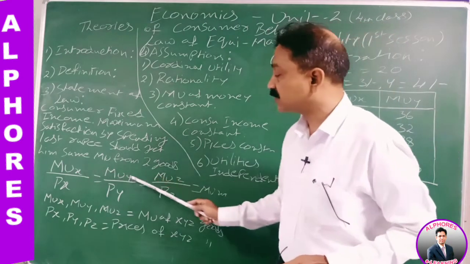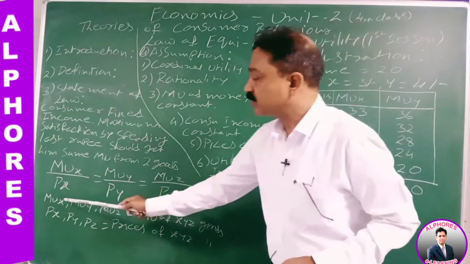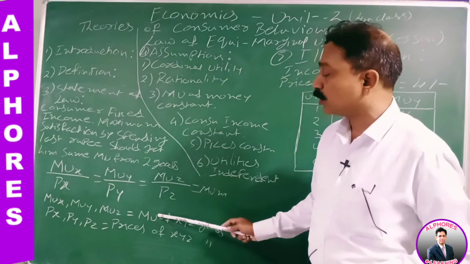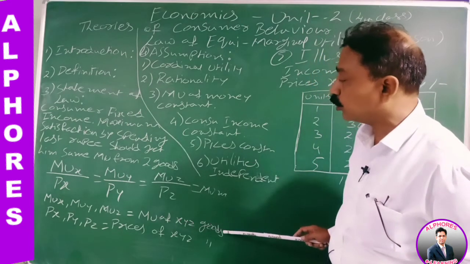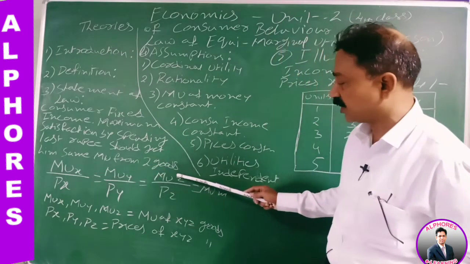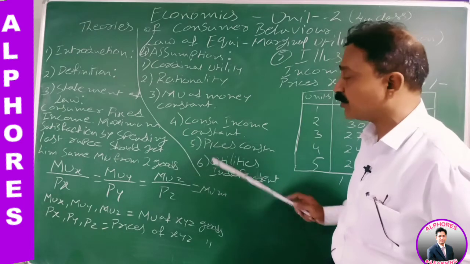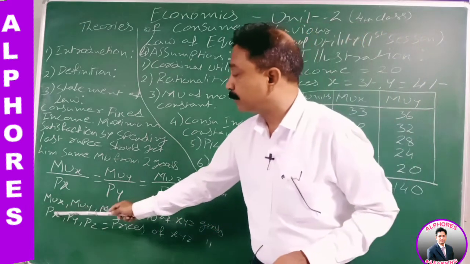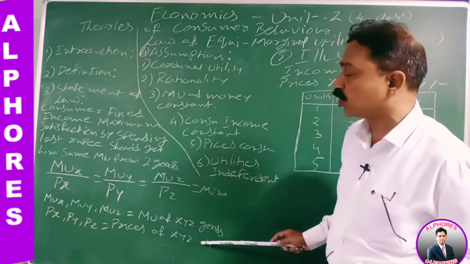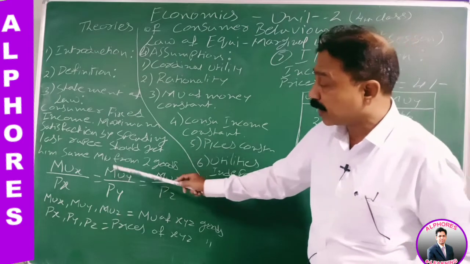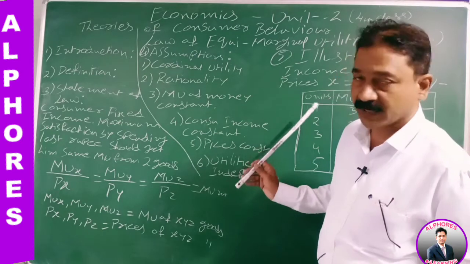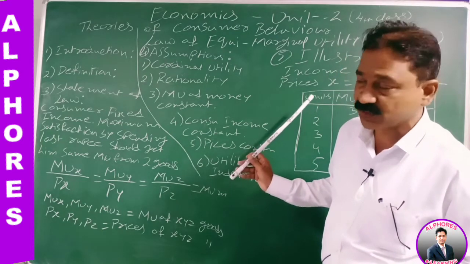Here marginal utility of X, Y, Z is equal to marginal utility of M. X, Y, Z are goods. See, marginal utility of X good, marginal utility of Y good, marginal utility of Z good should be equal to marginal utility of M commodity. And see here, price of X, price of Y, price of Z are prices of X, Y, Z commodities. So by applying this mathematical equation, we are going to come to a conclusion of law of equimarginal utility.